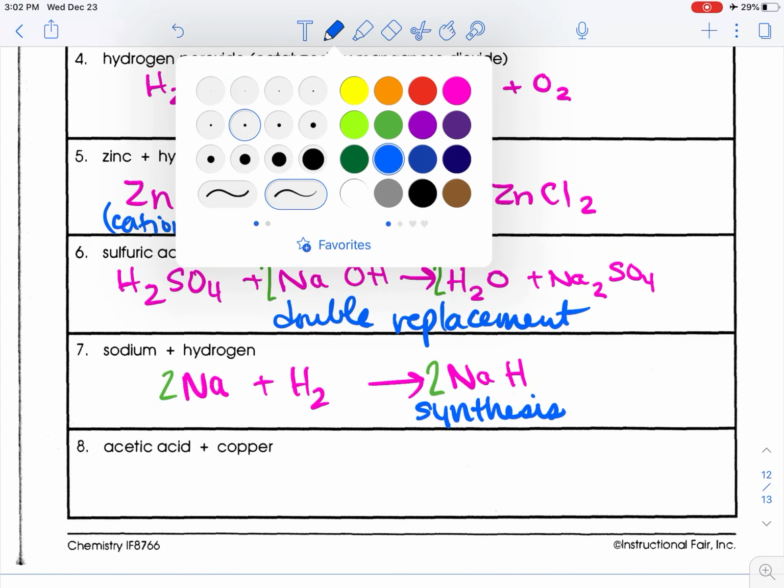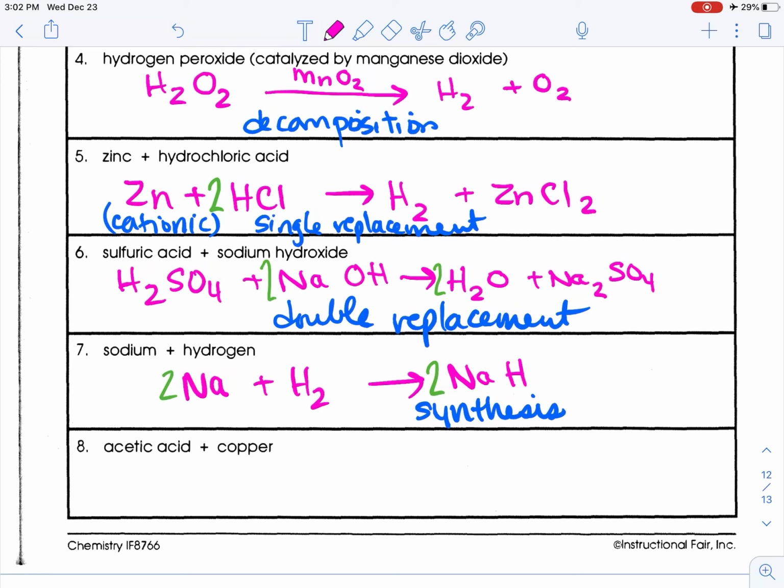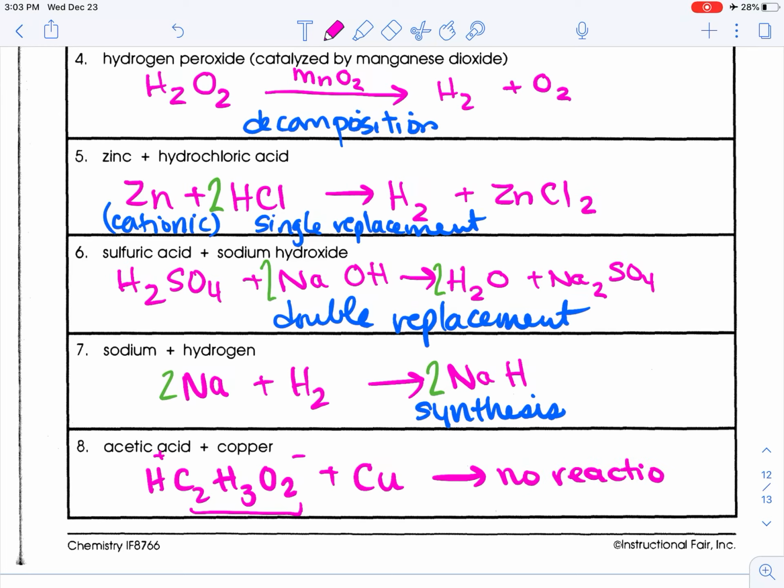Final one. I don't know why we're using pink. Acetic acid is on reference table K, HC2H3O2. And copper. Okay, so it looks like we've got a singleton here. We've got copper. And so copper is going to want to replace whoever's positive over here. So acetic acid is a plus from that. And this whole thing's a negative. So copper is going to be able to replace H. Oh, it's not. It's below. So yeah, there's that. And then we could say this should be single replacement, but it actually wasn't because copper is below hydrogen.